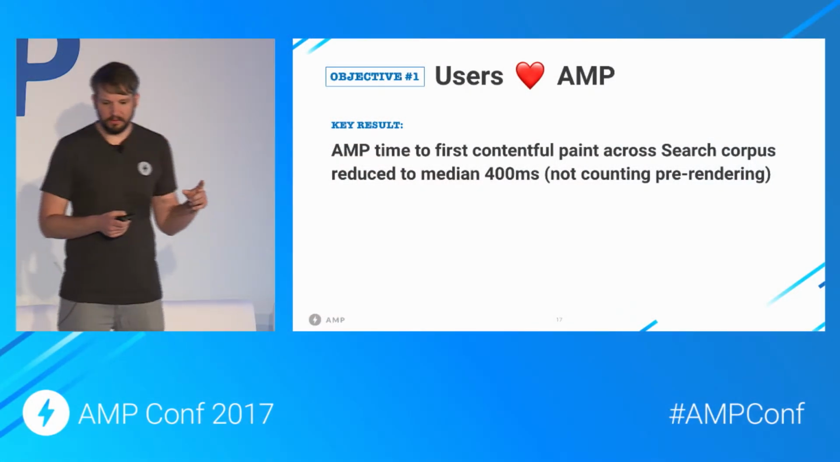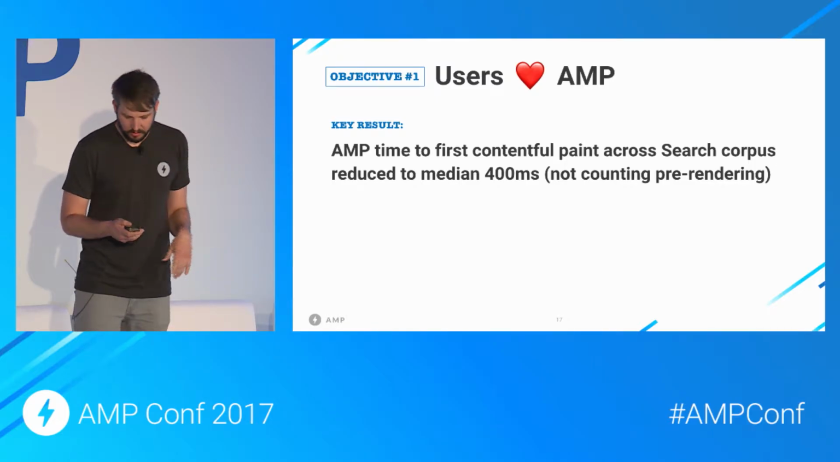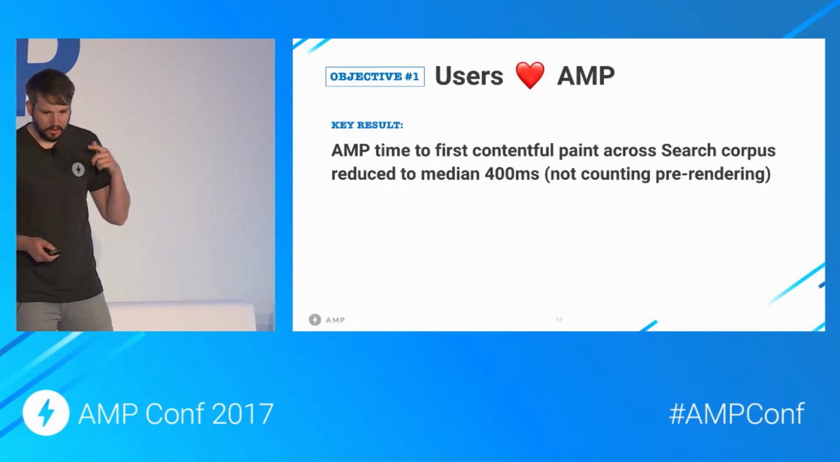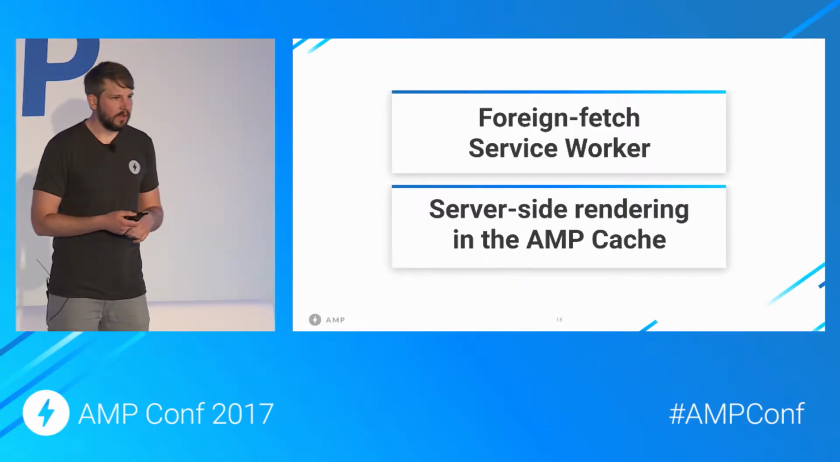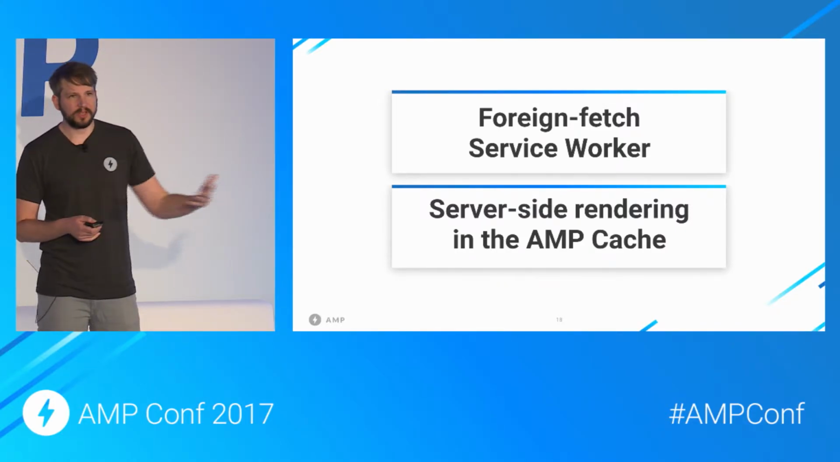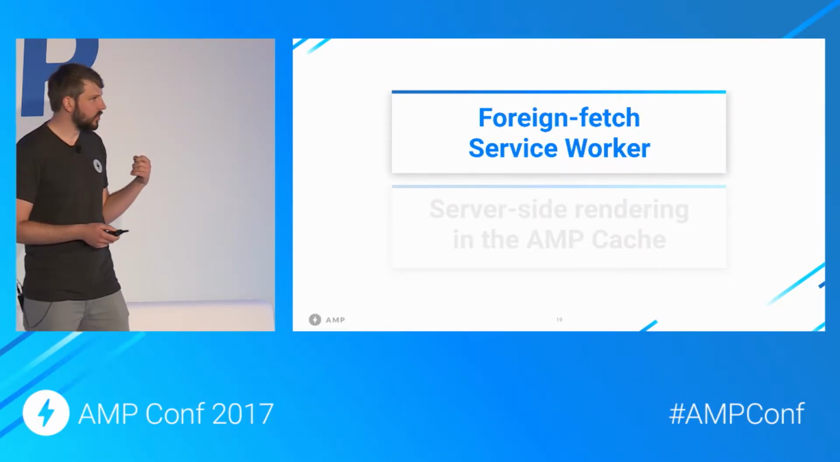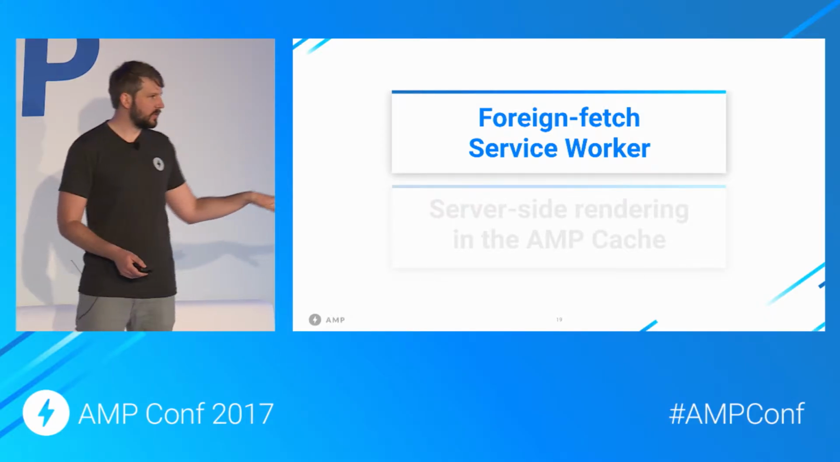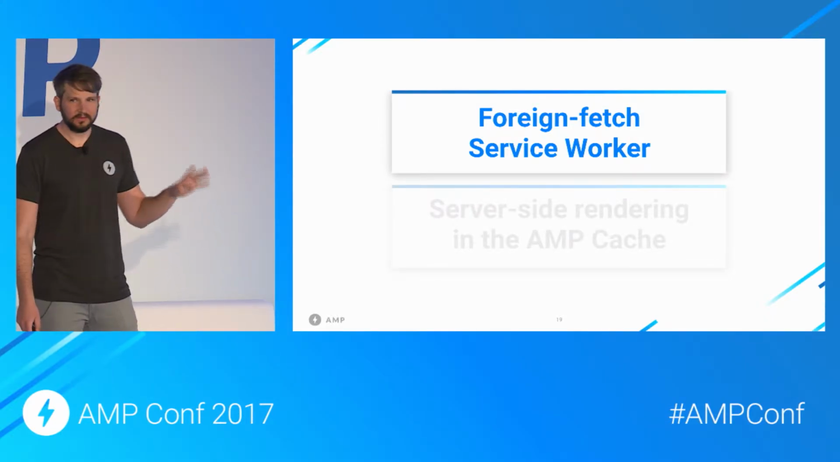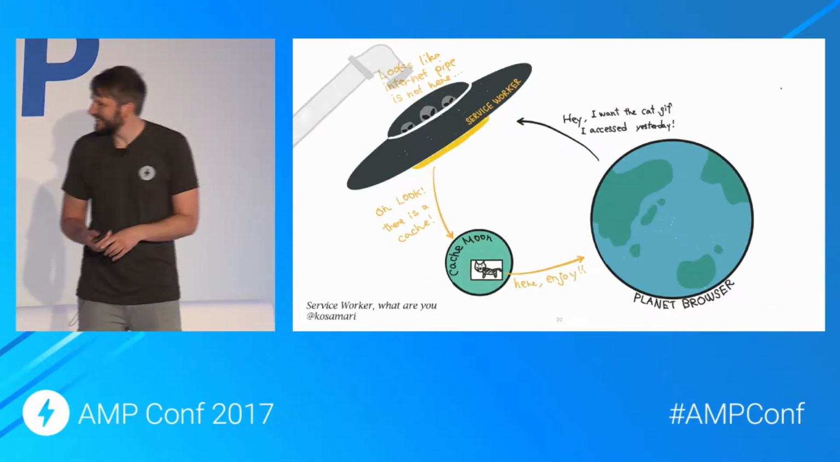And that's not counting pre-rendering, which makes us instant. So we really want to be under 1 second. And so there's actually two big things we're planning to do that we hope will push us over this finish line. The first one is the so-called foreign fetch service worker. Now, who here knows what a service worker is? Almost everyone. Awesome.